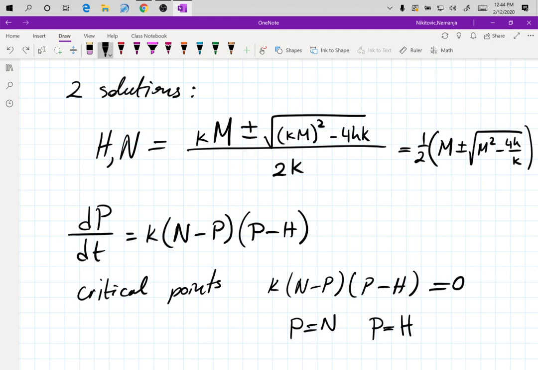So now you have your two critical solutions here, and your critical solution H, let's say, is going to be the one with the plus. Critical solution N is going to be the one with the minus, because that's your H and N, right? And you have those solutions here in terms of the carrying capacity, in terms of the harvesting, which is how much you are picking, how much you're pulling out from the pool, right?